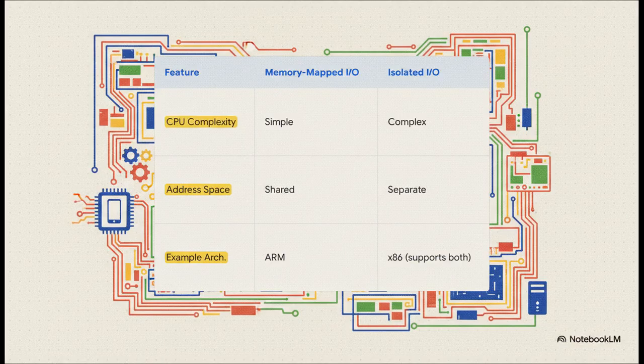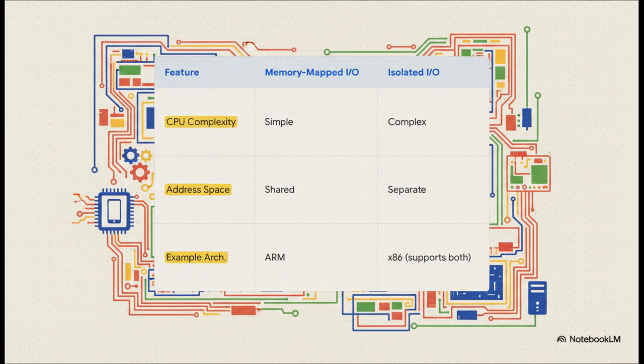And when you put them side by side, you can really see the trade-offs. Memory mapped I/O keeps the CPUs simple and elegant, which is a big reason why architectures like ARM, the chips in all our phones, use it. Isolated I/O, on the other hand, adds complexity to the CPU in exchange for that clean separation. And then you have the x86 architecture, the one in most PCs, which is just complex enough to say, why not both?